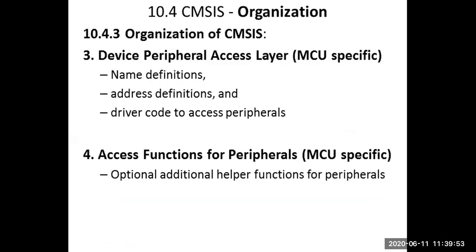Next, we will continue with the organization of CMSIS. These were the core peripheral access in the previous part, and now we continue with the microcontroller unit specific part, that is the device peripheral access layer. It also contains name definitions, address definitions, and driver support to access. Name, address, driver with respect to that microcontroller, and access functions for peripherals. There will be optional additional helper functions for peripherals.